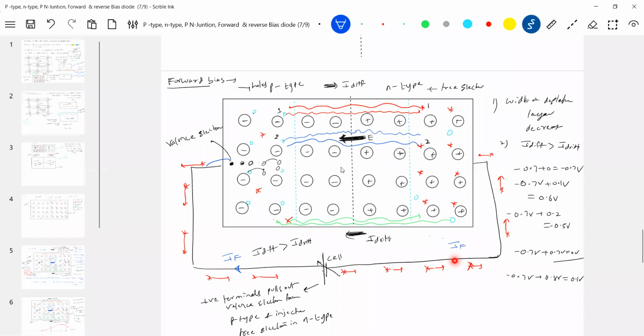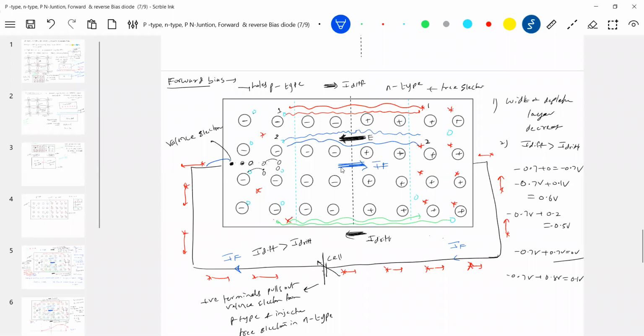So how will the current flow from the P to the N region? Inside here, you have to show the forward current IF like this. Agree, no? This current is due to what? Due to only holes or only due to electrons? Due to both. This is the forward current.